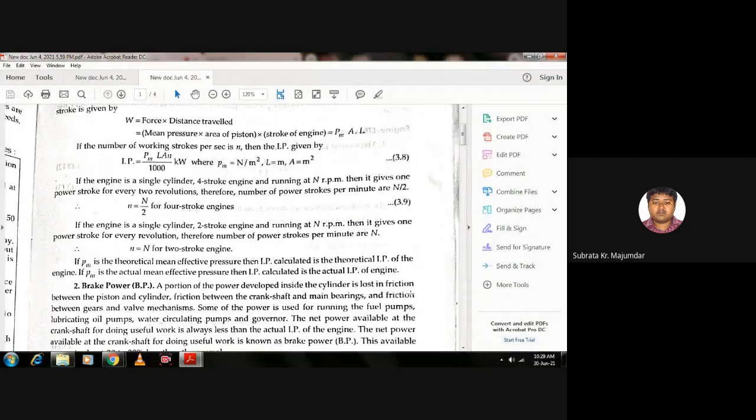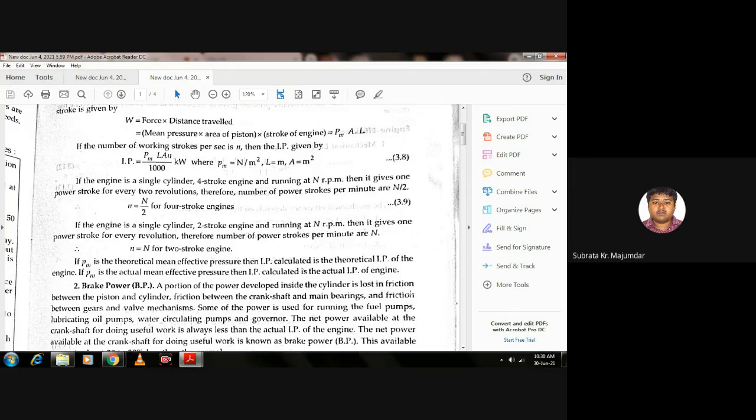If PM is the actual mean effective pressure, then IP is calculated as the actual indicated power of the engine. There are two terms. One term is the theoretical indicated power. The other term is the actual indicated power. Theoretical indicated power means the ideal condition, but whenever an engine is running, we cannot get the ideal indicated power.